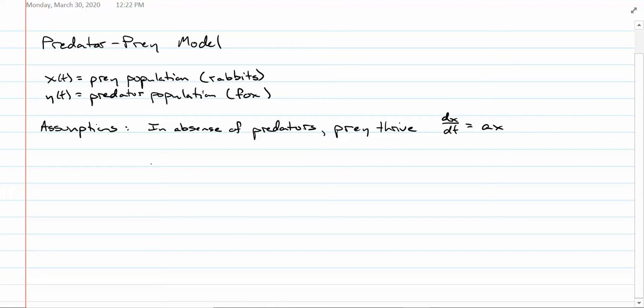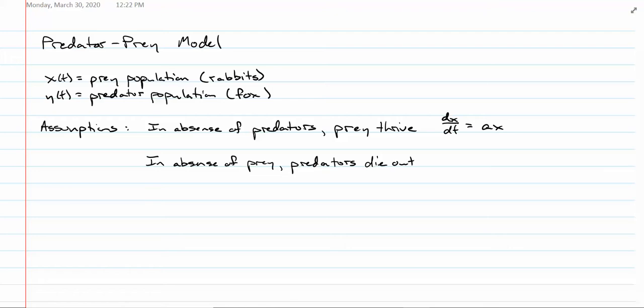Another assumption we're going to make is in the absence of prey, the predators would die out. Because if there's no rabbits, then the fox have nothing to eat, so their population is going to decrease. So dy/dt would be negative. I'll say negative by.